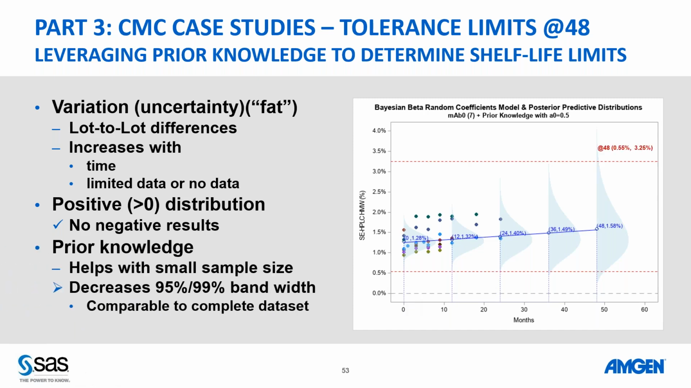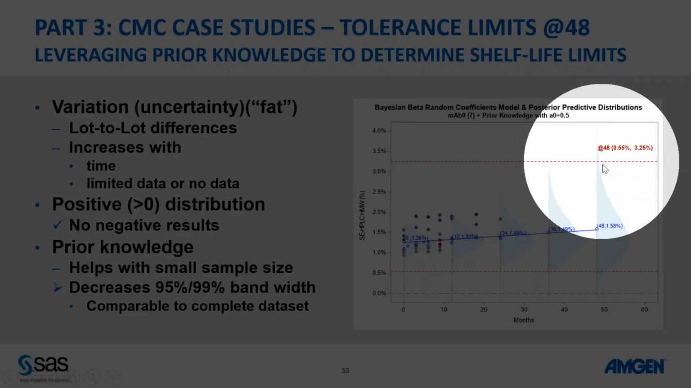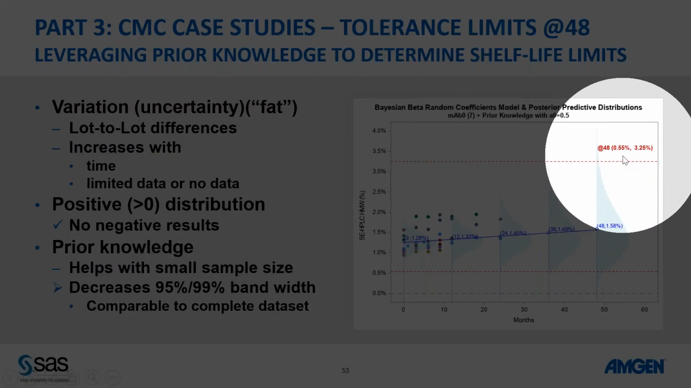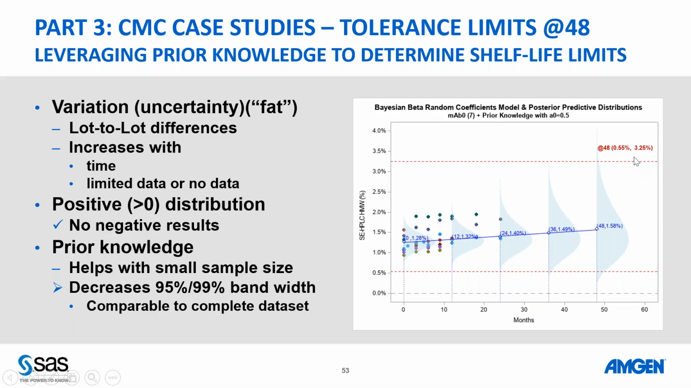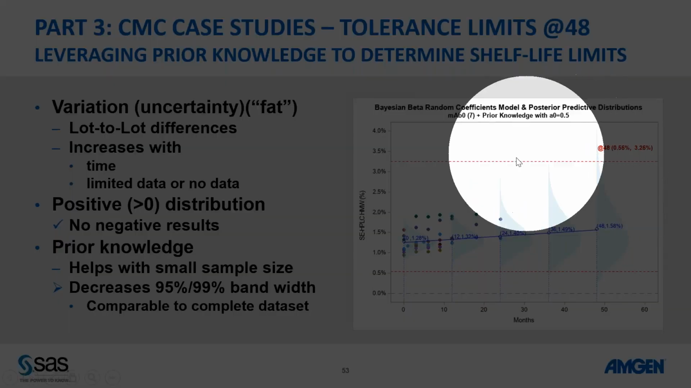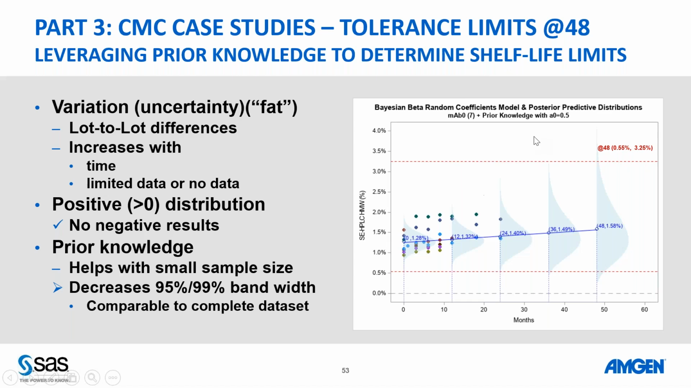The prior knowledge is going to help with a small sample size of 7 lots, and it's going to decrease the band. We're showing you the band here. We don't show you the decrease yet, but the band here at 48 months is 0.6% to 3.25%. So that will be the basis to set up some expiry limits at 48, done the Bayesian way. Again, this is done with 7 lots and prior knowledge.